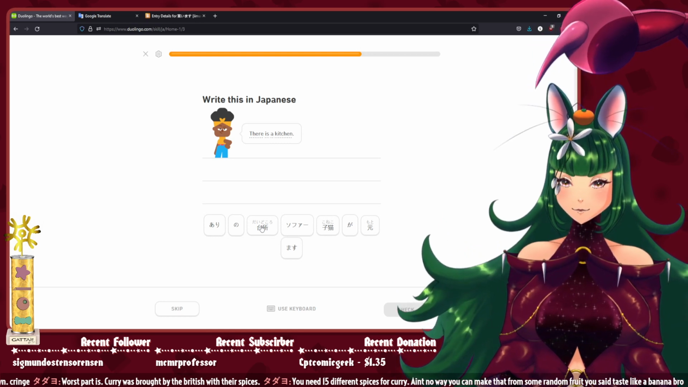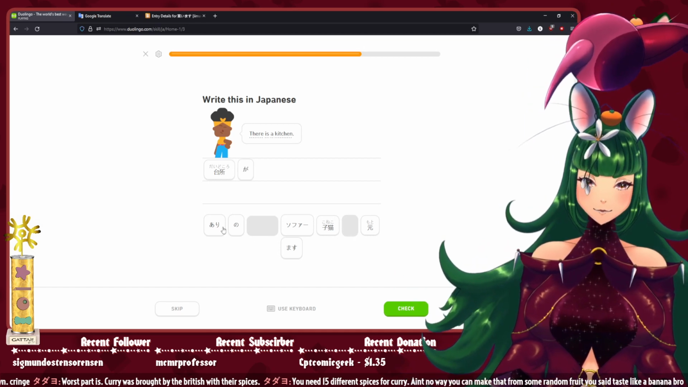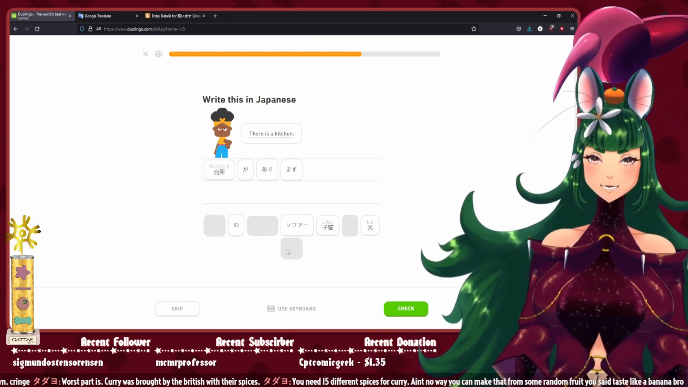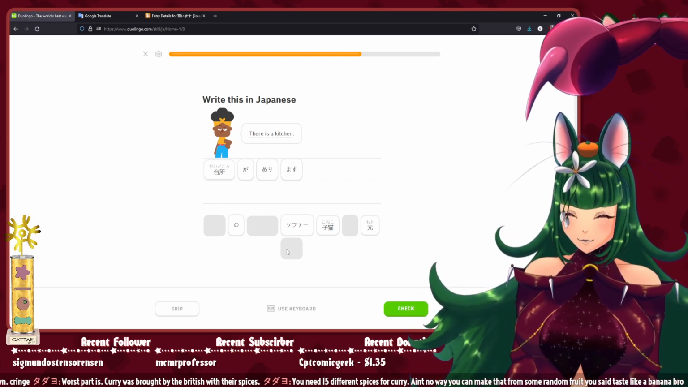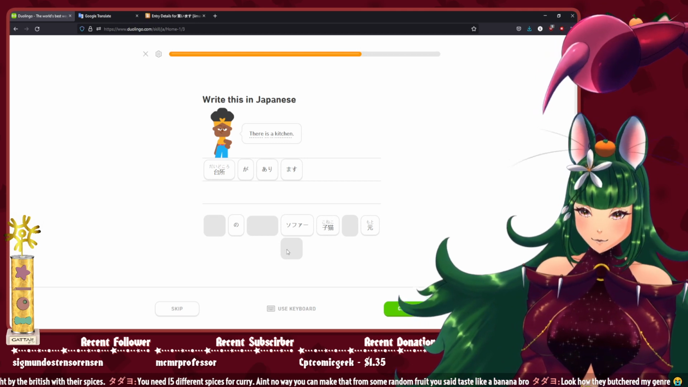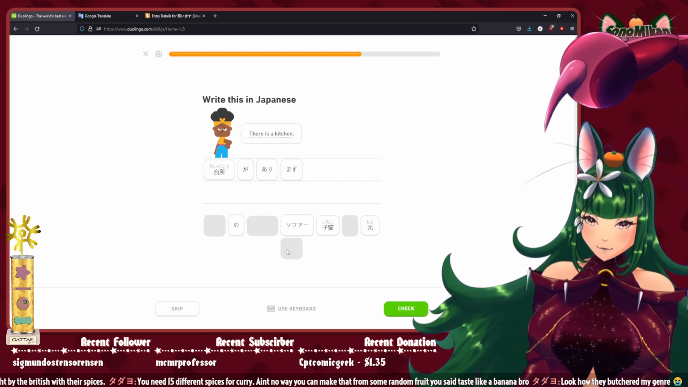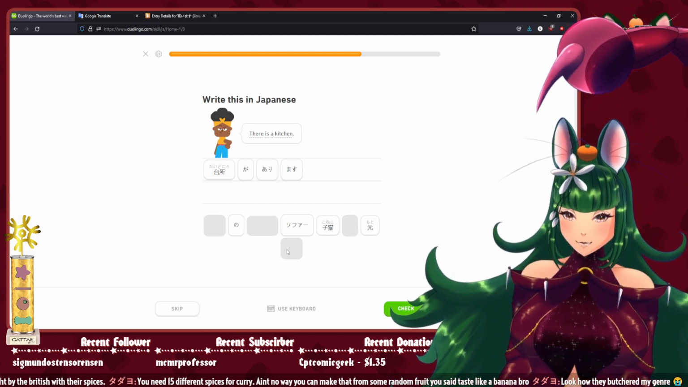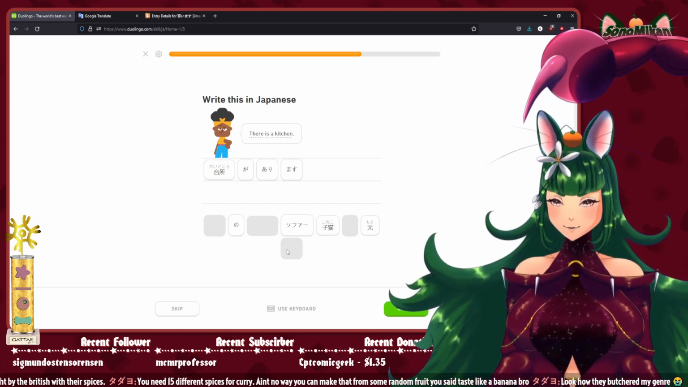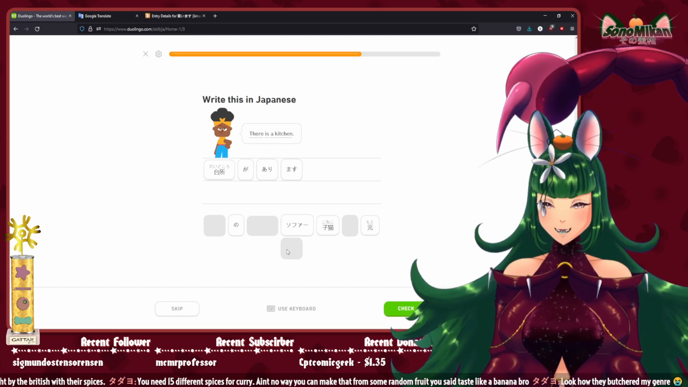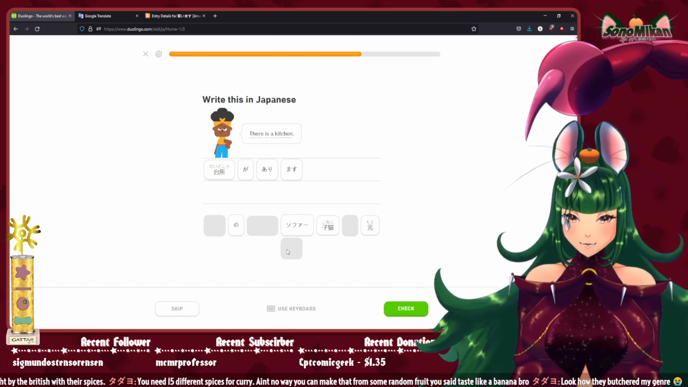Daidokoro ga arimasu? I want to look at ga real quick, because I'm not totally sure why it's using ga there. Ga, 10 and 11, or possibly 13 to 16. Okay. Indicates existence. Perfect! That's exactly what I wanted to know. We are indicating the existence of a kitchen, and that is why we are using ga. Okay. Perfect.